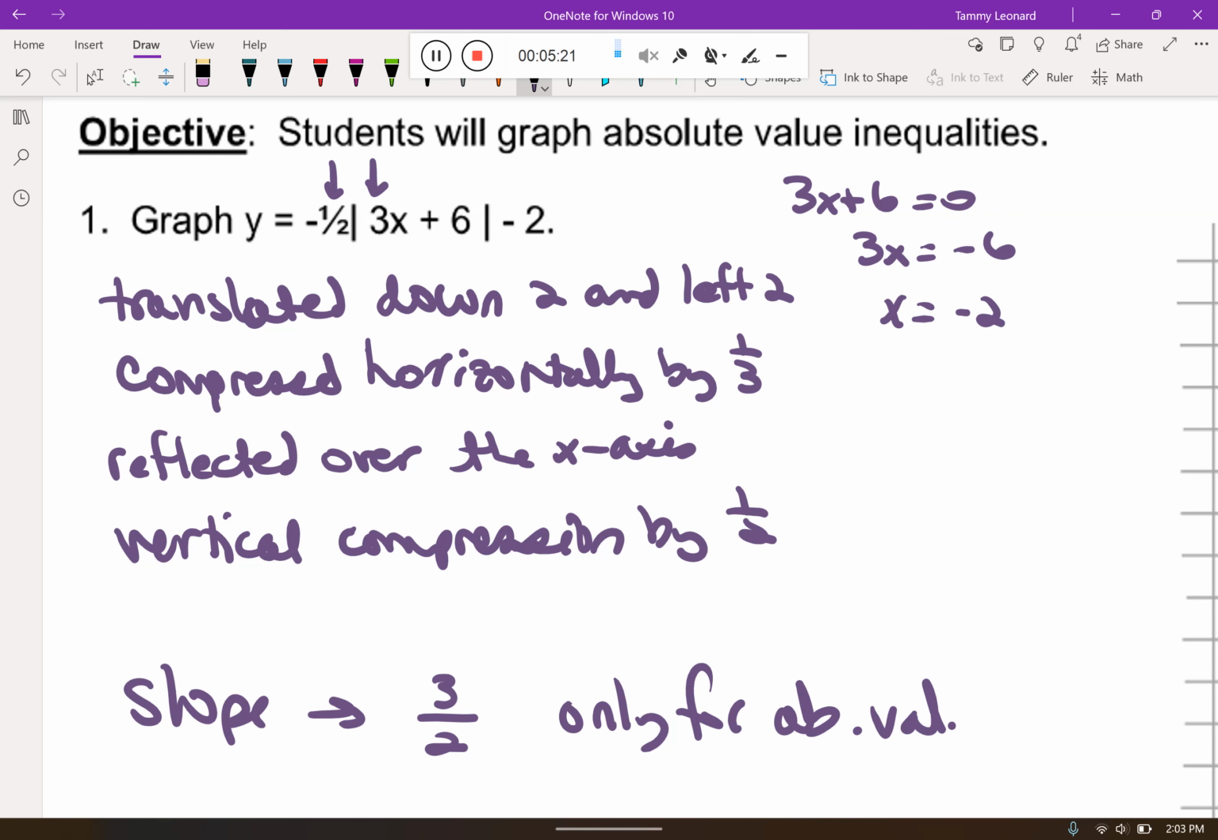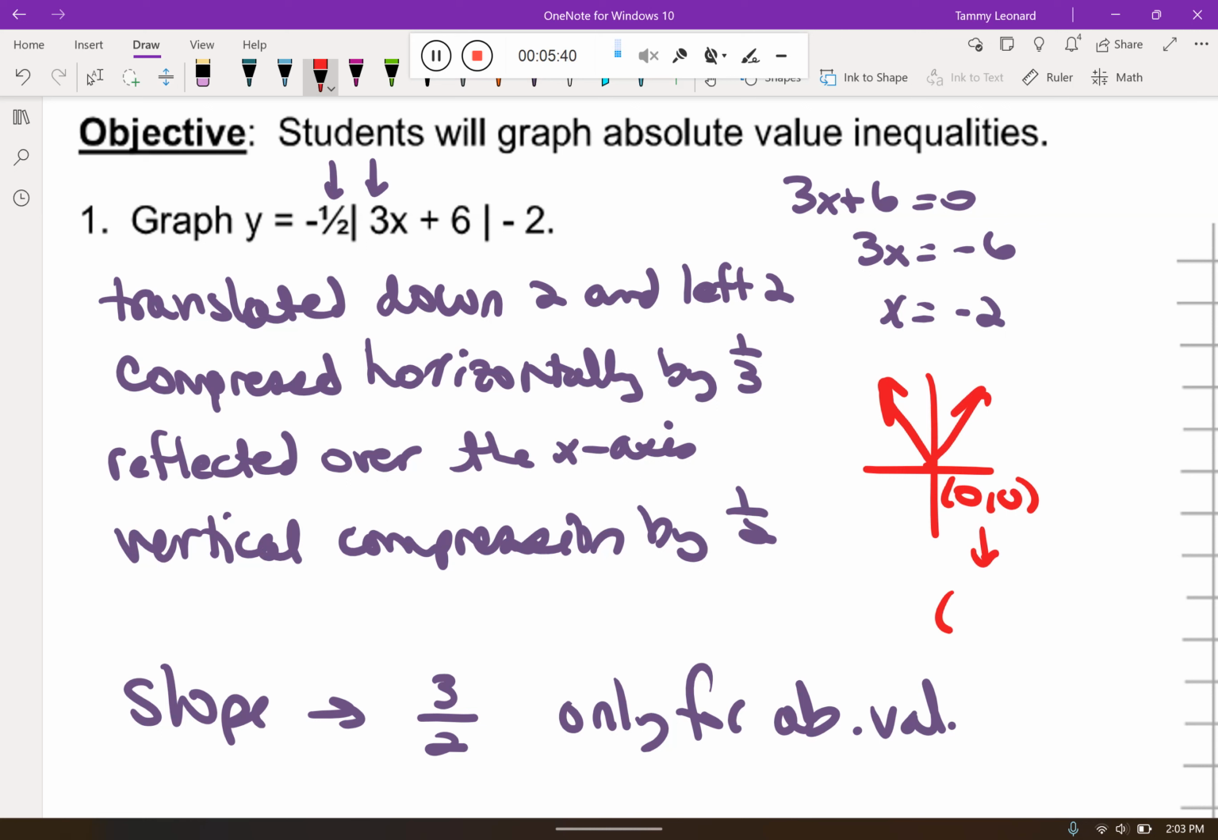Everybody good? Okay. So when we go to graph this thing, an absolute value that had not been translated would look like that, right? Where would its vertex be? 0, 0. But if I translate it, the vertex goes where?